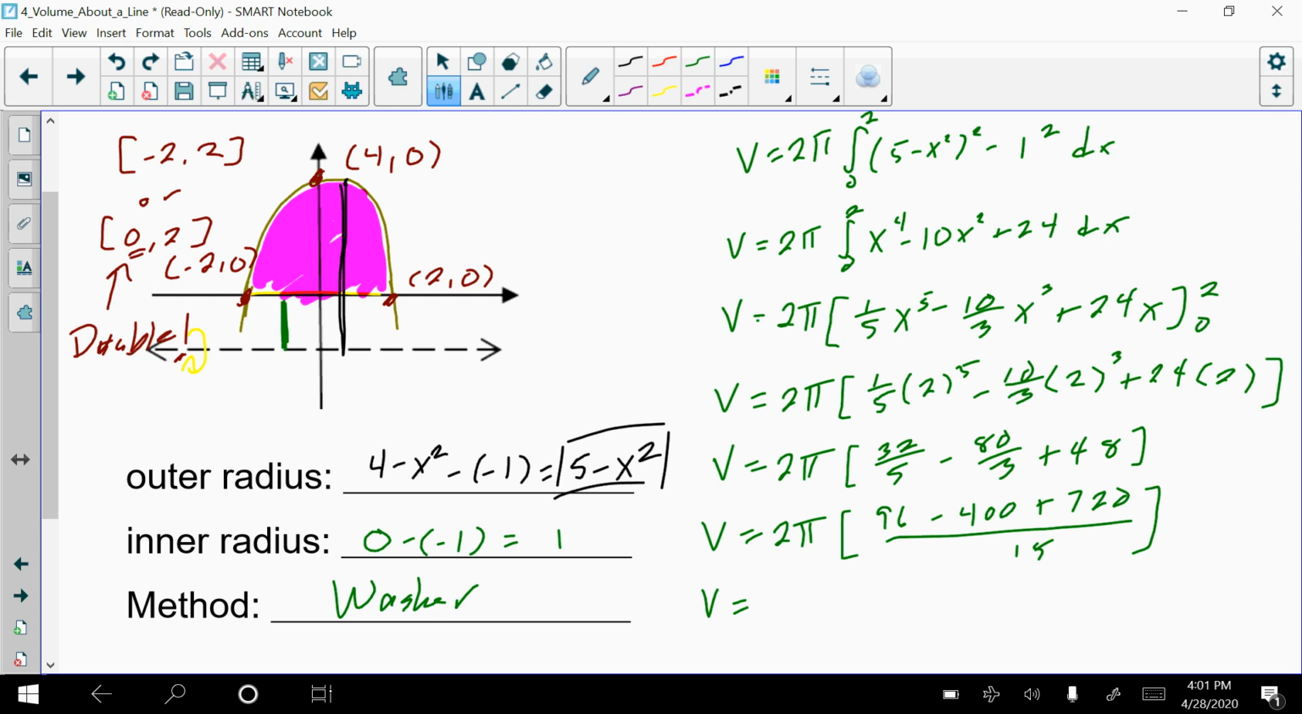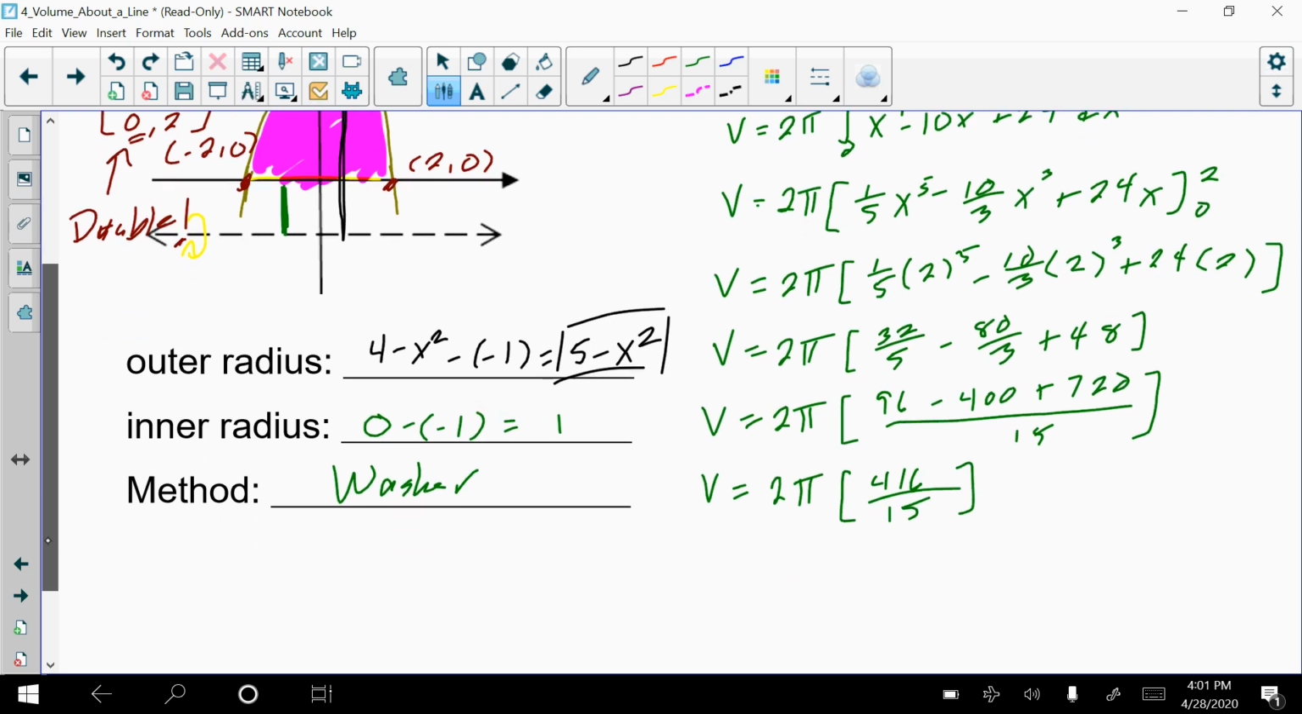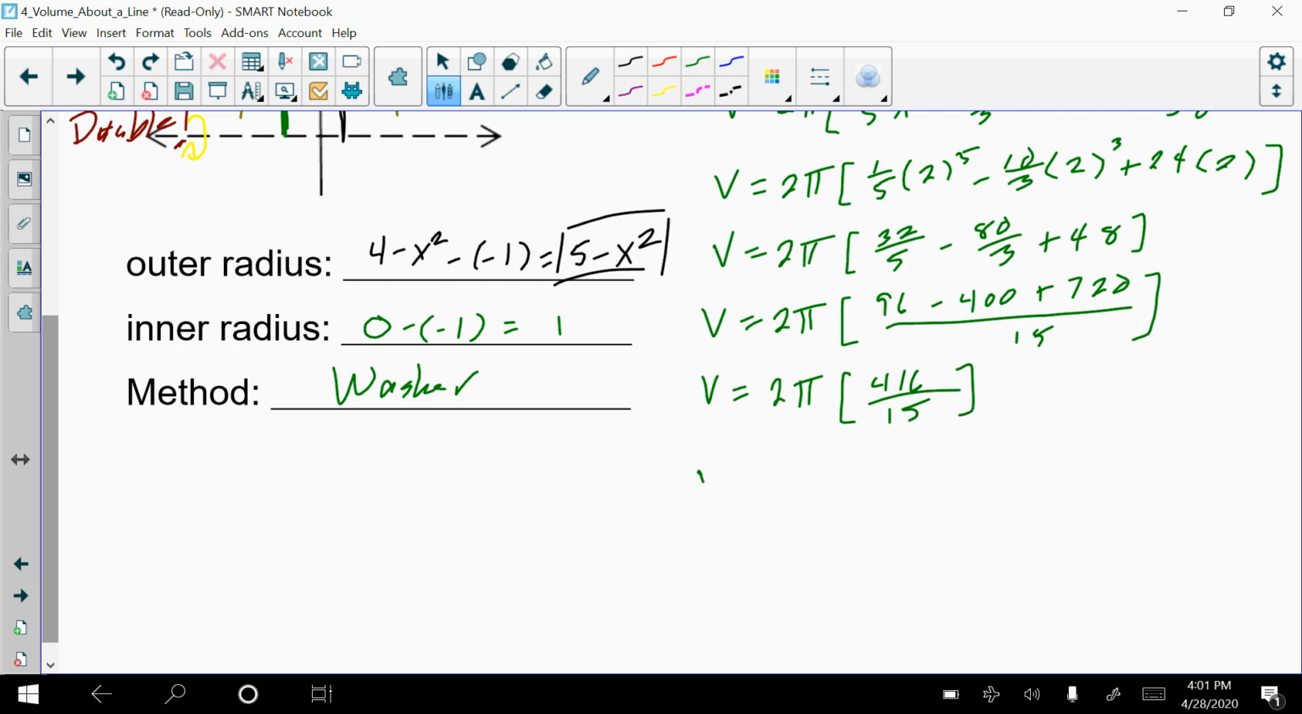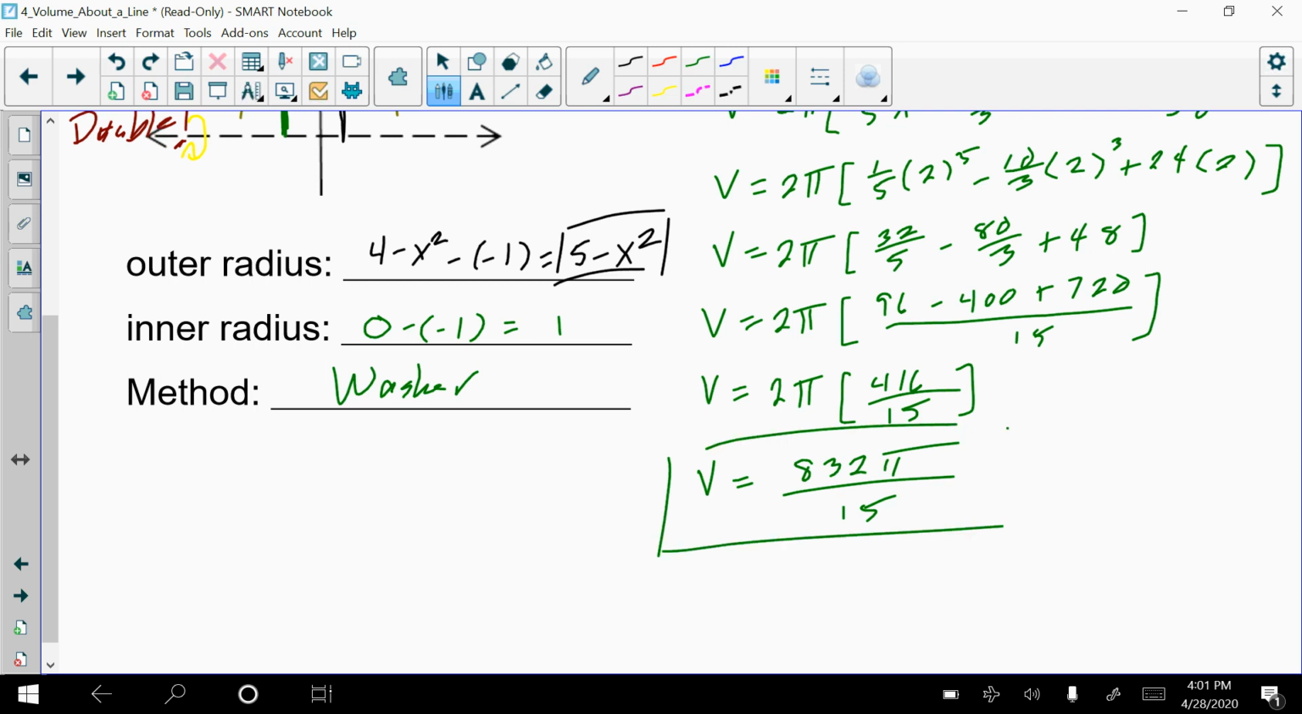And that would give us, when we simplify everything inside of the parentheses, 416 over 15. And we multiply that by 2 pi, and our final answer will be 832 pi over 15 cubic units, whatever they happen to be.